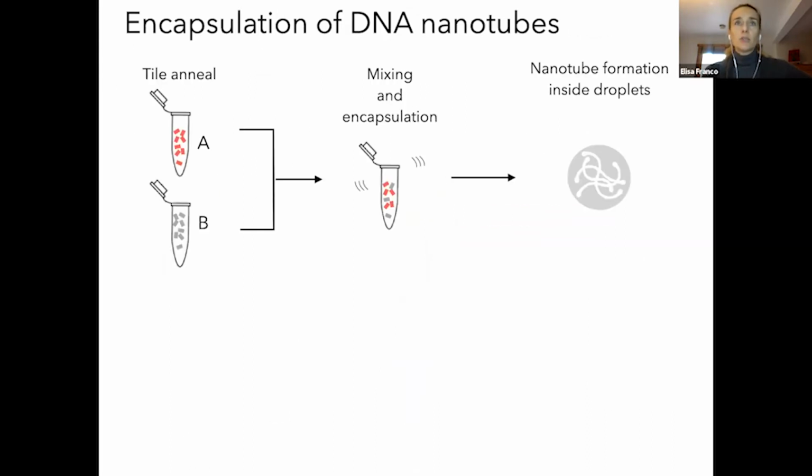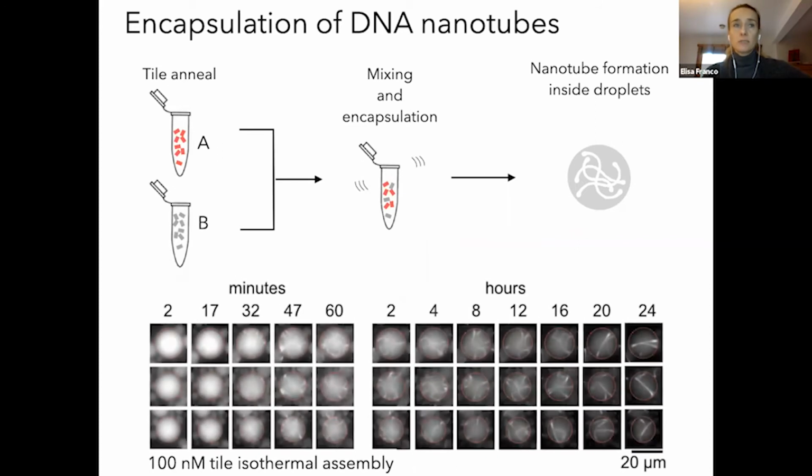So here is an example of nanotubes growing inside droplets over time. These are three droplets that were tracked over the course of 24 hours, and you can see how initially the droplet has a uniform fluorescence because you only have tiles that are not assembled. As time progresses, filamentous structures start to appear, and at the same time, the background goes away because the tiles are being incorporated into the nanotubes.